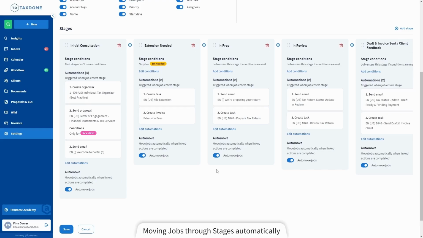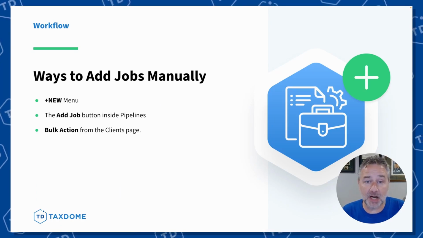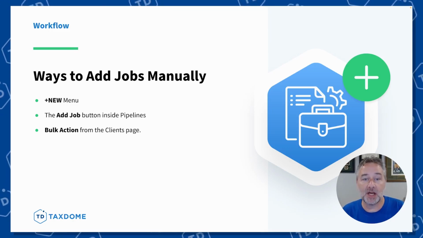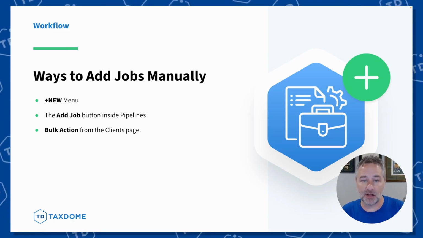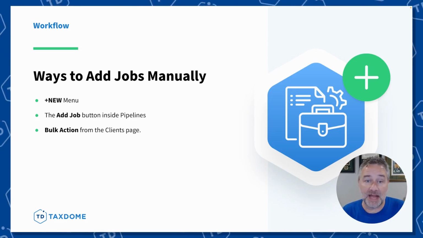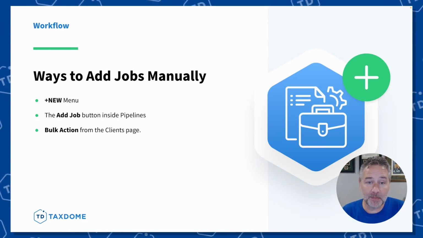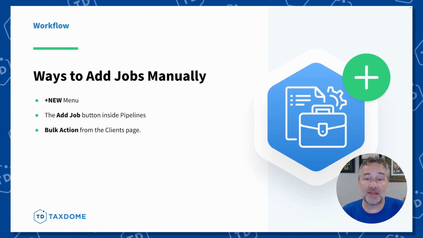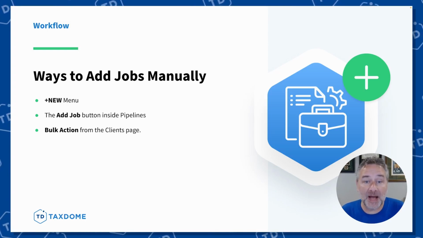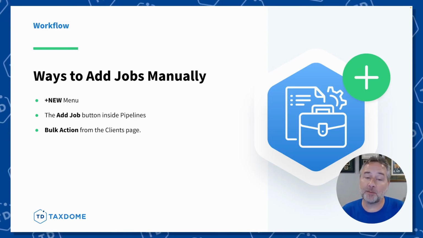Now, we'll start talking about how you'll be adding jobs to your pipelines, and more specifically, how you're going to automate this, because we just talked about both of those things. All right, so let's start with the steps you need to take when you want to add jobs manually. There's actually a couple of ways, so I'll list them here on this slide to save us all a little bit of time. You can add jobs via the plus new menu, the add job button inside a pipeline, and the clients list by selecting the accounts and then clicking add job. And this is, by the way, the best way to add clients to a pipeline in bulk.